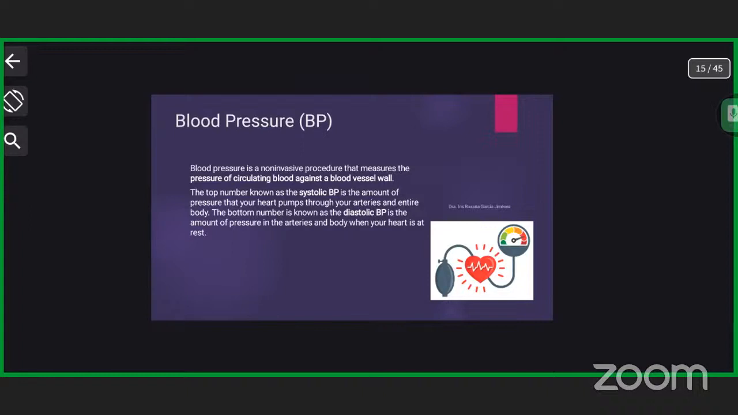Yes, of course. Blood pressure. Blood pressure is a non-invasive procedure that measures the pressure of circulating blood against a blood vessel wall. The top number, known as the systolic blood pressure, is the amount of pressure that your heart pumps through your arteries and entire body. The bottom number, known as the diastolic blood pressure, is the amount of pressure in the arteries and body when your heart is at rest.